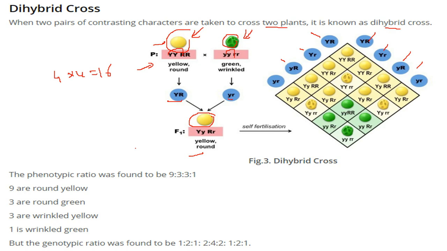Phenotypically, the outside observable characteristic, the ratio was 9:3:3:1. What is 9? 9 are round yellow. Then there are 3 round green. Then 3 wrinkled yellow. And 1 wrinkled green. But the genotypic ratio was somewhat like this: 1:2:1:2:4:2:1:2:1.